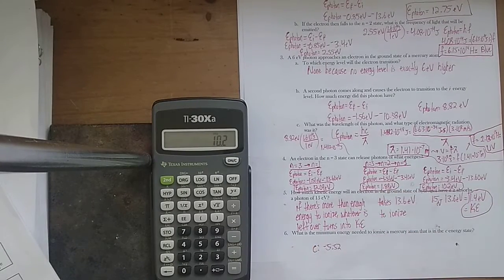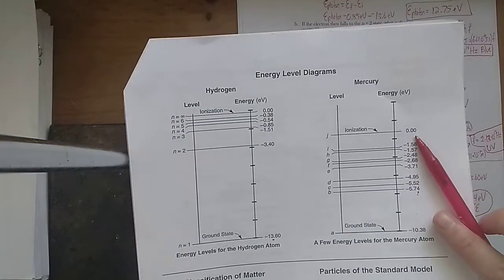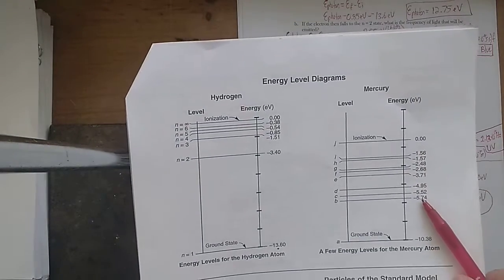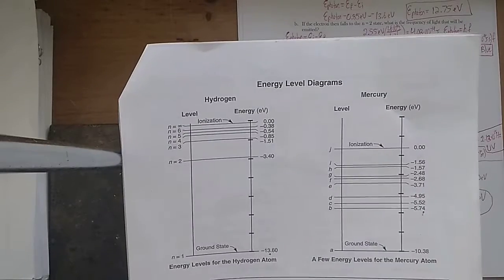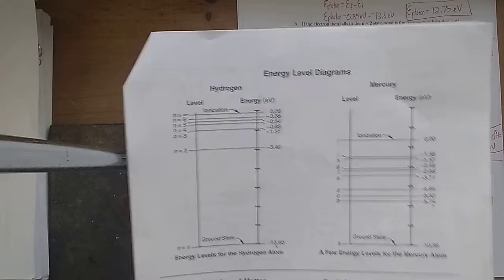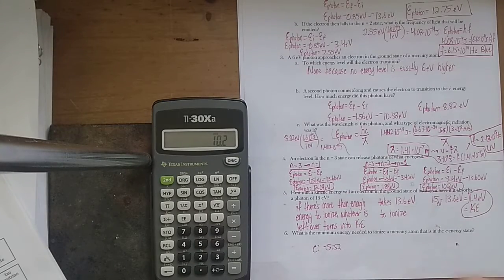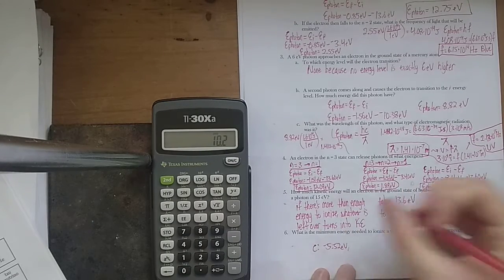If we want to just barely ionize this, basically meaning get it away from the atom but don't give it any extra kinetic energy, we just have to get it to that ionization level. How do we get it to the ionization level? We make its energy 0. If we have negative 5.52 electron volts of energy right now, if we add 5.52 electron volts of energy, then it should ionize.